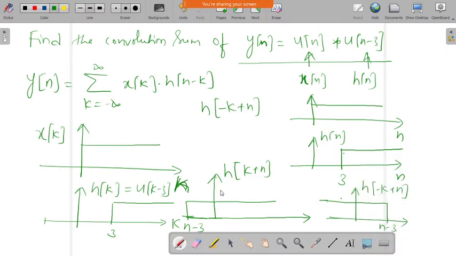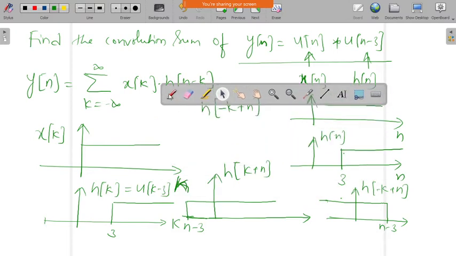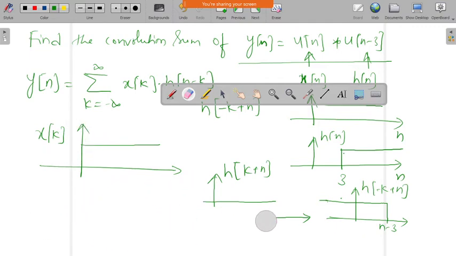Now we need to convolve these two. Wherever the region is overlapping, we need to take it. The non-overlapping region, we need to leave. So we need to write one below the other. I will write here x of k is there, and now I will write h of n minus k.